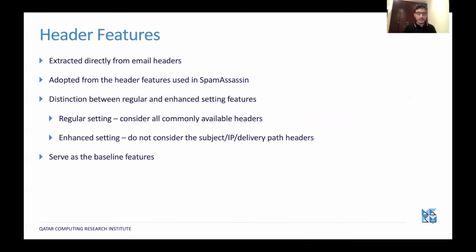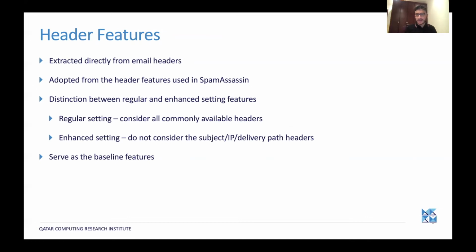Now we are going to look at each of these categories of features. First, header features. As I mentioned earlier, these are extracted directly from email headers. In fact, they are adapted from the header features used in SpamAssassin, which is a popular spam filtering software out there. And we make a distinction between regular and enhanced setting features.